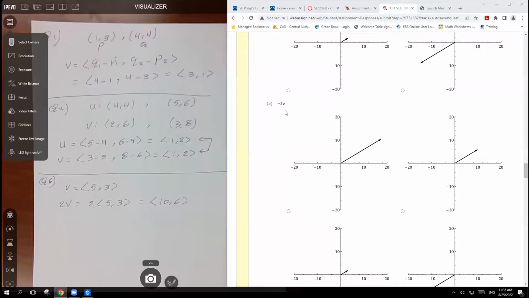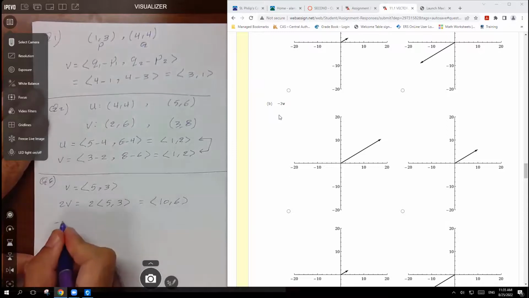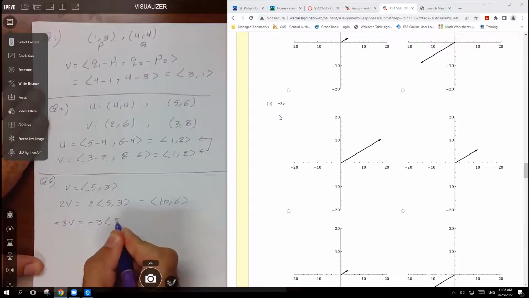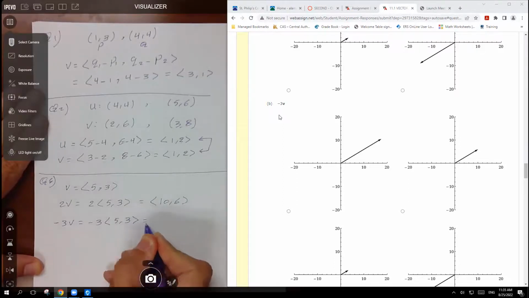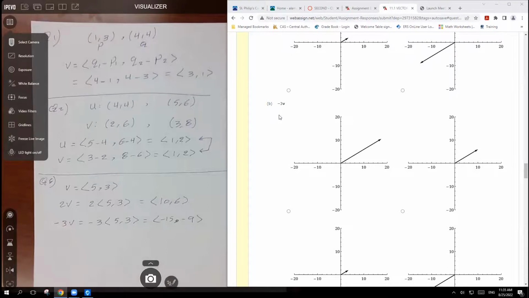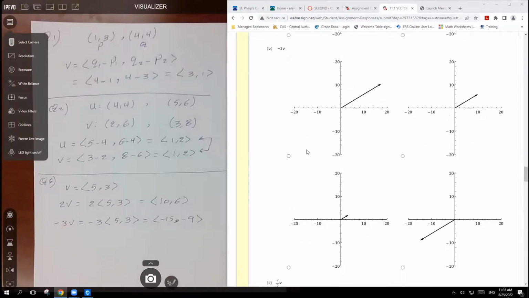Negative 3V is going to be what? It's just negative 3 times V. So it's going to be negative 3 times 5, 3. So it's going to be negative 15 and negative 9. Which one is going to be? You can just tell. Which one is in a different direction? Because the negative sign changes the direction, so it's going to be this one.